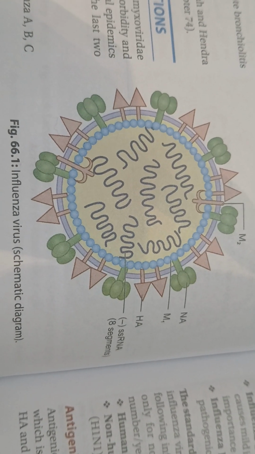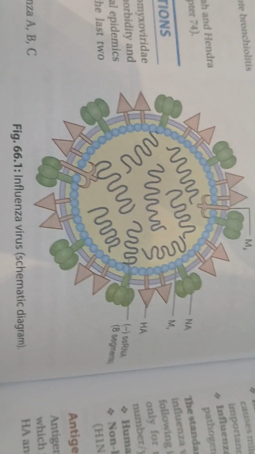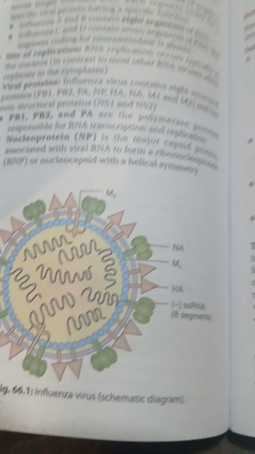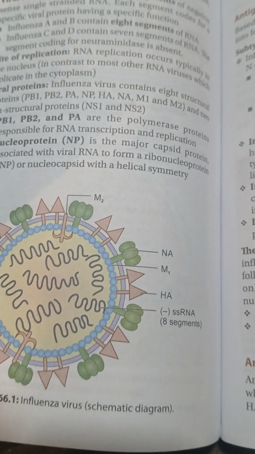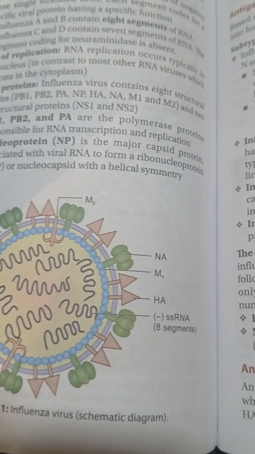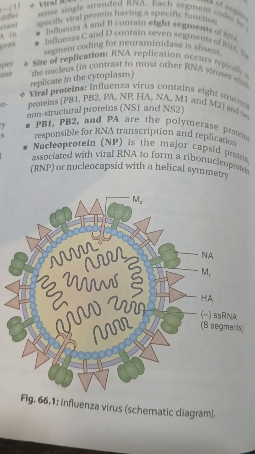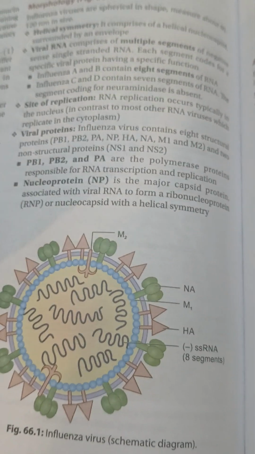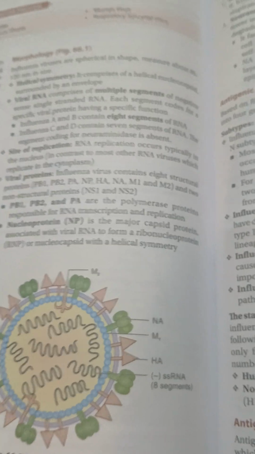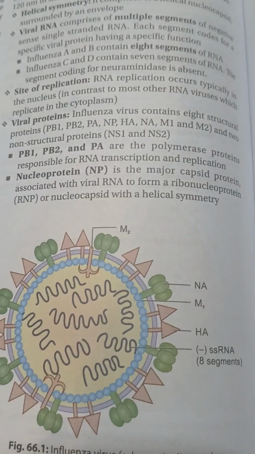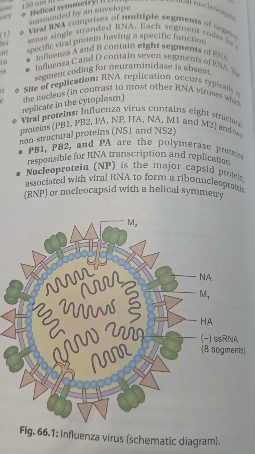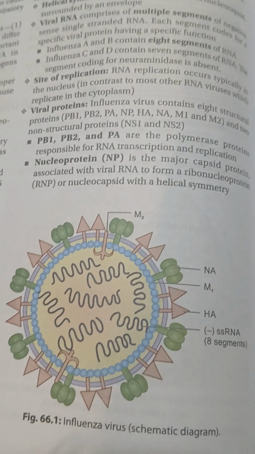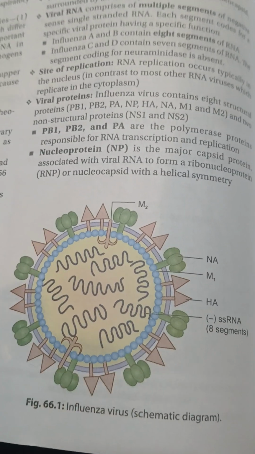So this is the pictorial representation of the influenza virus, the virus which causes influenza disease. They belong to the family known as Orthomyxoviridae, and they are the cause of quite a lot of morbidity and mortality. Influenza virus consists of 4 genera. Their classification will be discussed later, but first let's see the morphology of influenza virus.